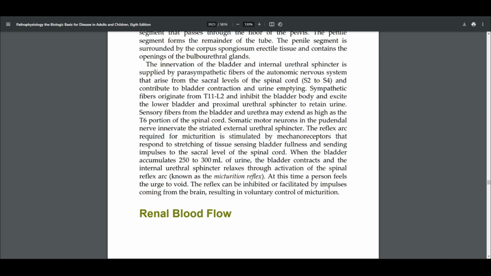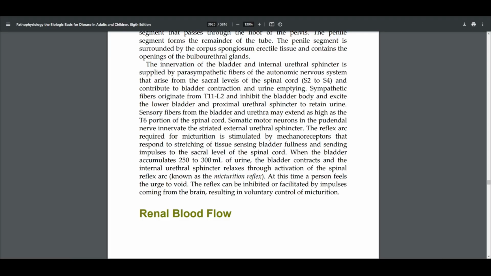Somatic motor neurons in the pudendal nerve innervate the striated external urethral sphincter. The reflex arc required for micturition is stimulated by mechanoreceptors that respond to stretching of tissue, sensing bladder fullness, and sending impulses to the sacral level of the spinal cord.